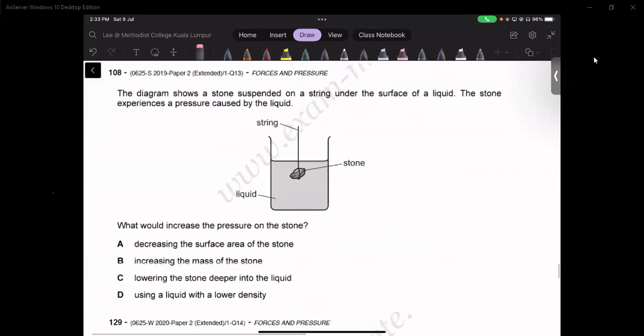This one, there is a stone suspended on a string. So you tie the string on the stone and then you dip it into the liquid. The stone experiences a pressure caused by the liquid. So right on top of the stone here, there is water pressing on it. So that's causing pressure. What would increase the pressure? Decrease the surface area of the stone, increase the mass of the stone, lowering the stone deeper into the liquid, or using a liquid with lower density.